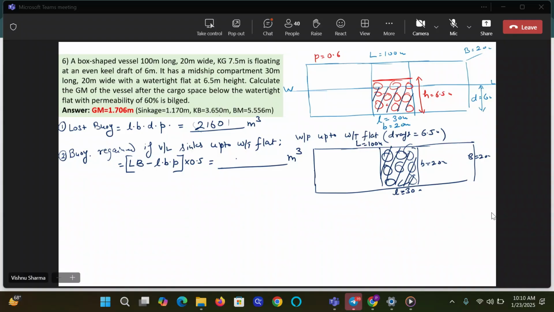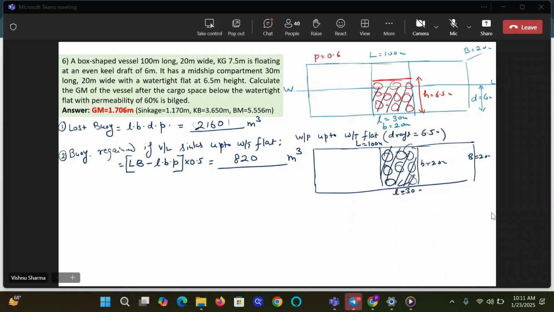820 cubic meters. Now, guys, suppose this value would have come 3000 cubic meters. What does that represent? If this value had come 3000, where is the water line then? Below the watertight flat, sir. Very good. Suppose it had come exactly 2160, what would it represent? Same draft, in line with the 6.5 meters. That means D1 is 6.5, correct? It's in line with the watertight flat, correct?